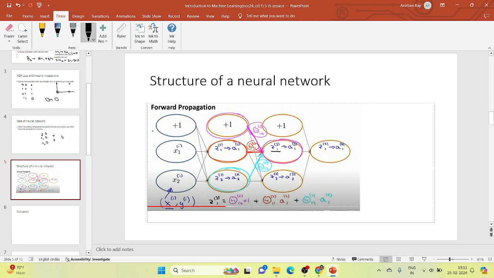So this first layer, that is the input variables and the bias term one here, is called the input layer. And these inside two layers are called the hidden layers. And the last layer is called the output layer. I have taken this slide from Andrew Ng's course.